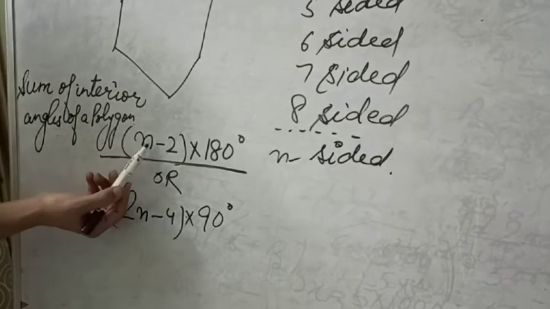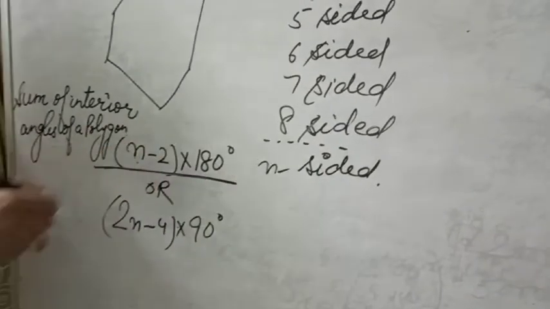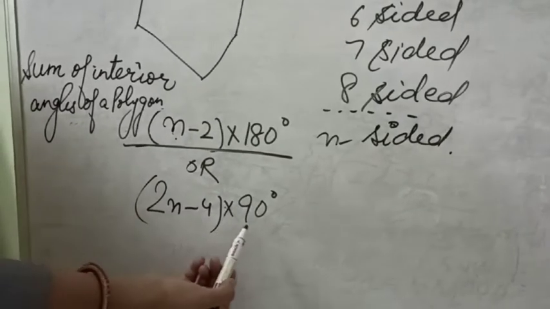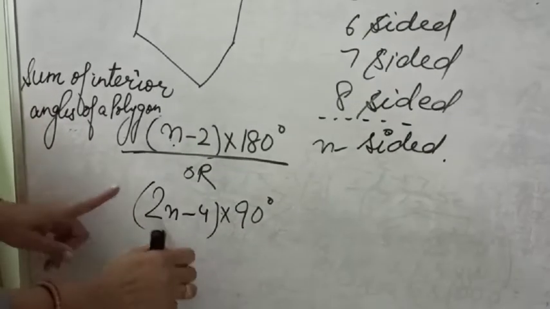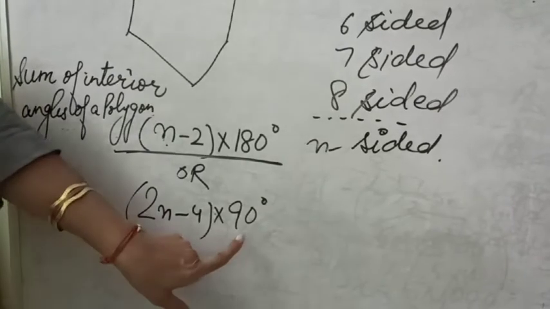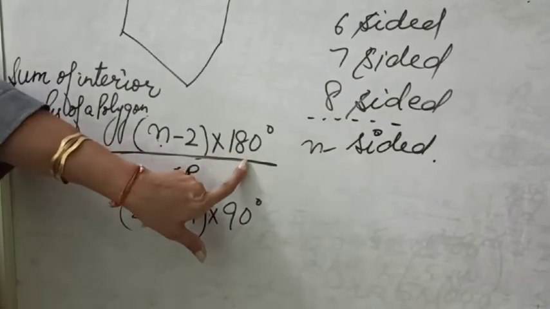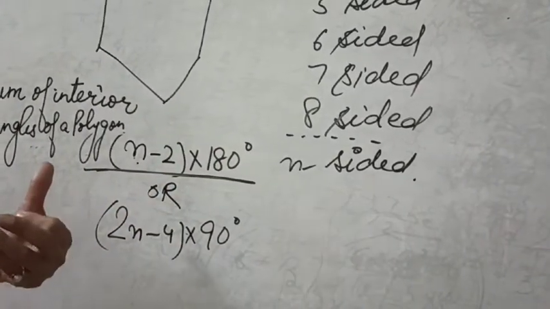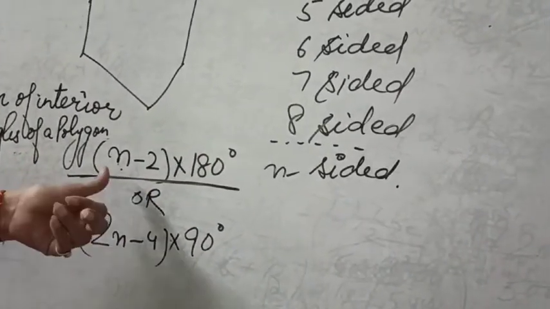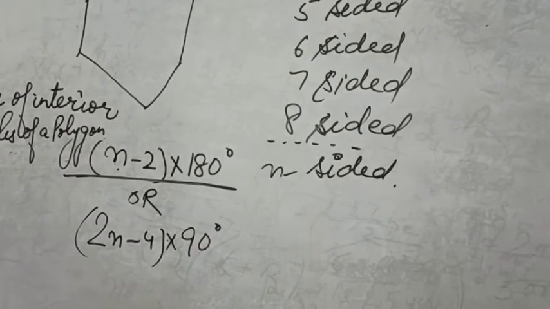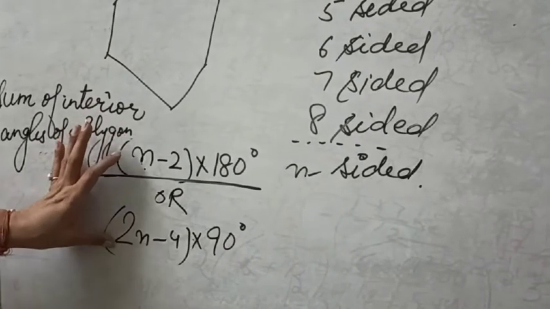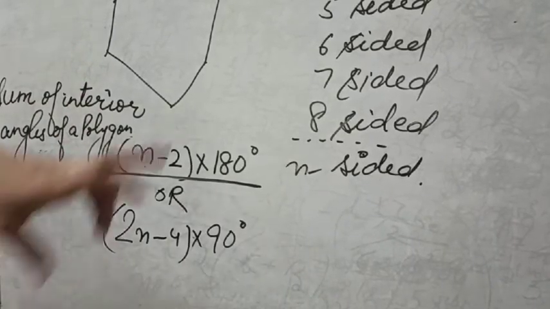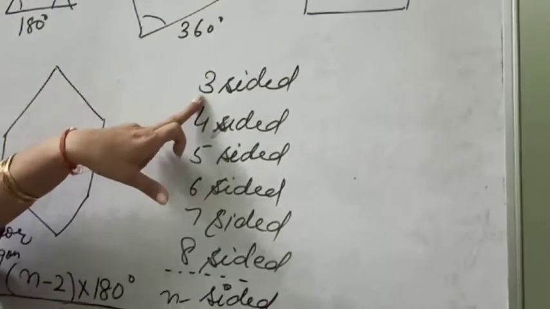Either you can use (n minus 2) into 180 degrees, or its substitute, (2n minus 4) into 90 degrees. But first of all you will solve this bracket and then only you will multiply by 90 or by 180. Most of you commit mistakes. You multiply first and then you do the subtraction. Please stop doing that. Go according to BODMAS. So out of these two formulas, you can use any one of them. And I think you remember what a 3-sided polygon is called?